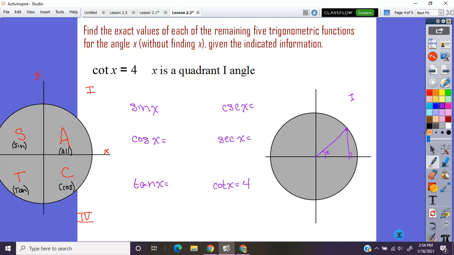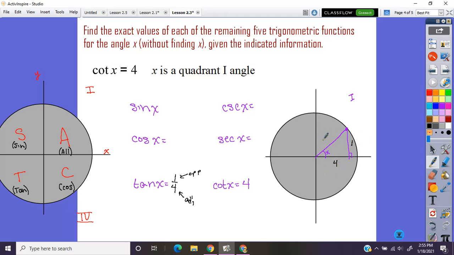So now I'm going to go through and find the one function I can find without even having to look at the shape here, and that's tangent. So if cotangent is 4, tangent's going to be 1/4. Now how does that help me? Well, I also know that tangent is the opposite over the adjacent. If my x is here, my opposite over adjacent, so this is 1 and this is 4.